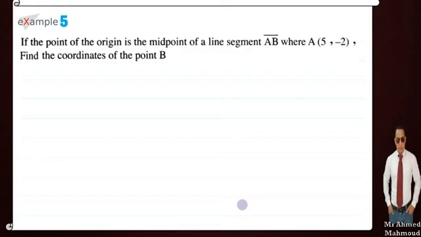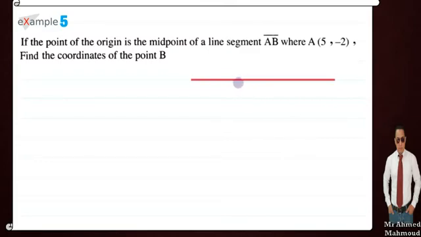If the origin is the midpoint of the line segment AB, where A equals 5 and negative 2, find the coordinates of B. I will solve this one by two different methods. The first way is the way that we used in the previous examples, which is the equation.